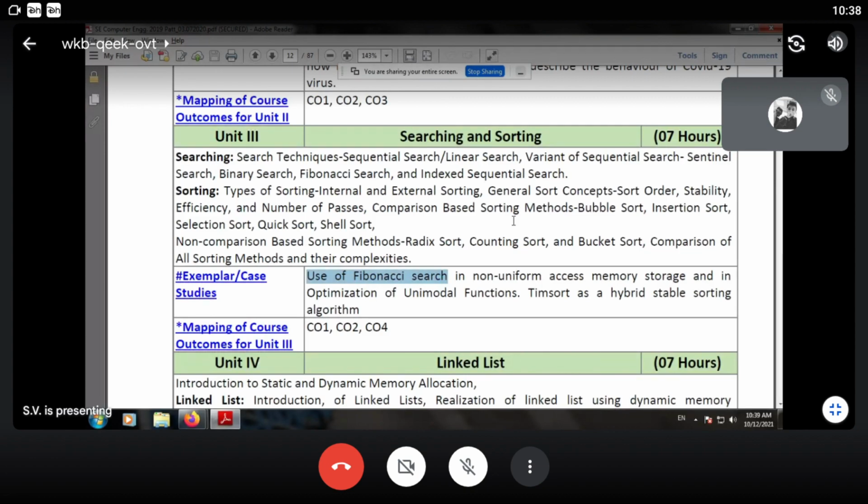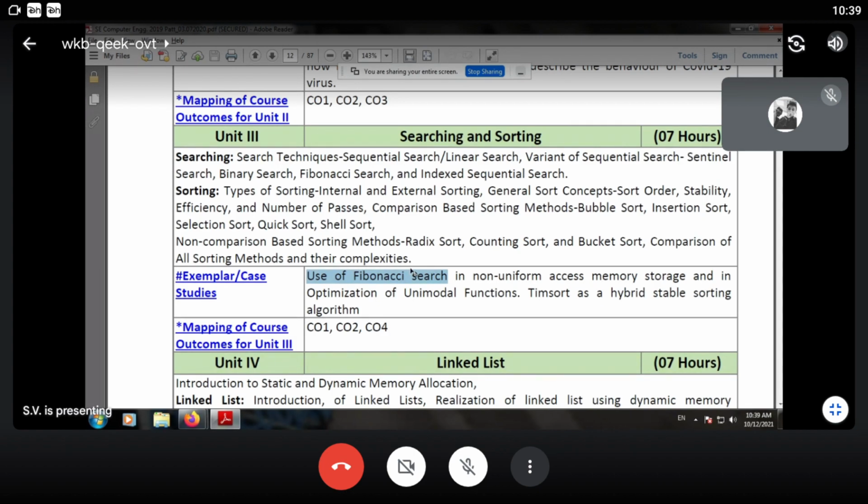So it says when and why to use the Fibonacci search, and what is the advantage of it. Now over here it is a unimodal function, so it simply means that a one dimensional array function is expected. We can also use Tim sort as a hybrid stable sorting algorithm. That is a part of another case study.